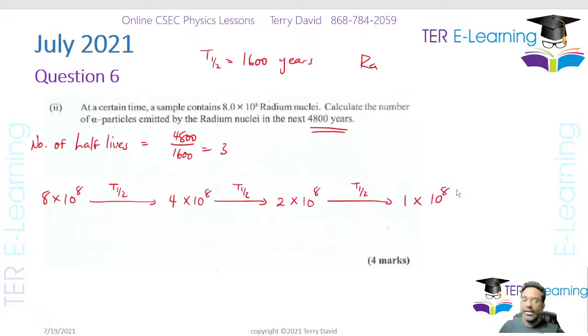Now the question is worded slightly differently here. So let me see, what do they really want? Calculate the number of alpha particles emitted by the radium nuclei in the next 4,800 years. Now this here represents my initial amount, and this is how much I have left. Therefore, the amount of particles that actually decayed. So this may have given some students some trouble. Let's see what you all said in the chat here.